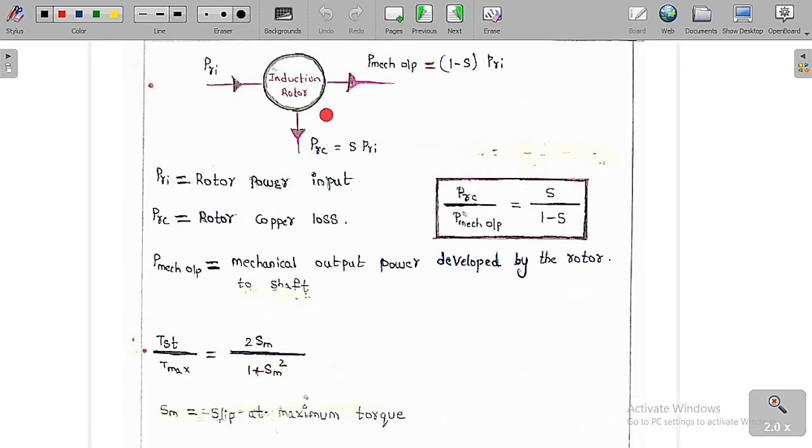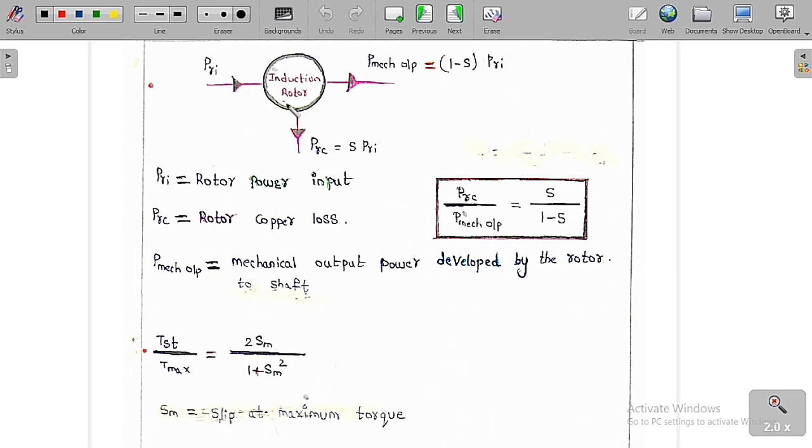So this is basically the induction rotor. This is called the rotor input, or you can simply call it the stator output or air gap power. And this is the rotor copper loss, which is equal to slip times the rotor input, or air gap power, or the stator output.